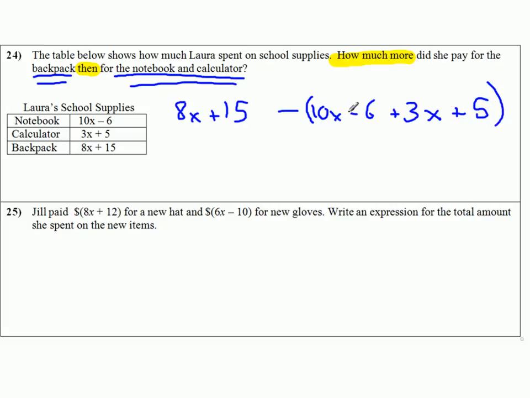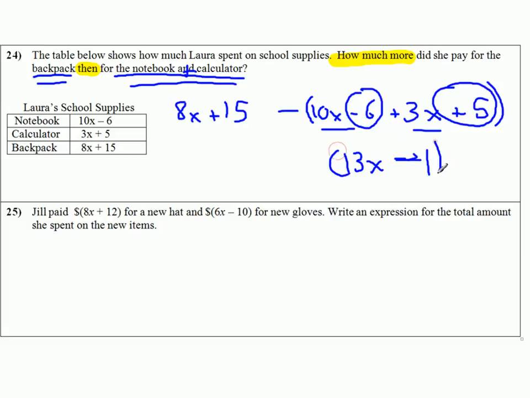And there we go. So the notebook and the calculator means I need to add these two together first. Again, they're inside of parentheses, PEMDAS, that goes first. So let's combine some like terms. And this one makes -1. Sorry. It's hard to see my mouse on this thing, so there we go. I'll rewrite. Alright. So I just found out the price of the notebook and the calculator together.